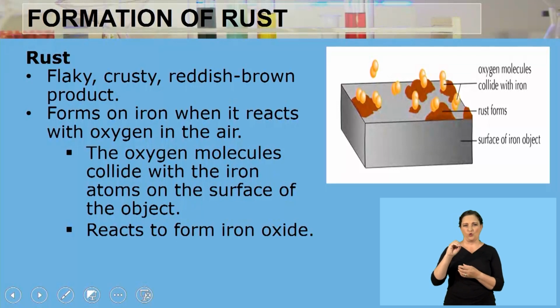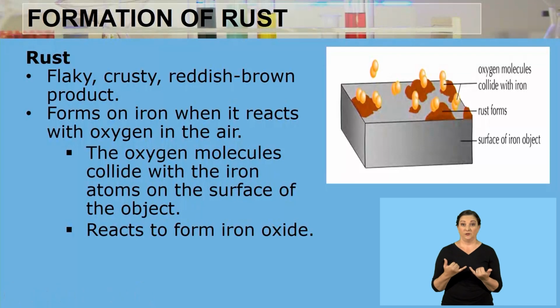We also need to know what corrosion is. And corrosion is the eating away and eventual destruction of metals by chemical reactions. The rusting of iron is the most common form of corrosion. So now let's break down the process of rust and see how it happens.